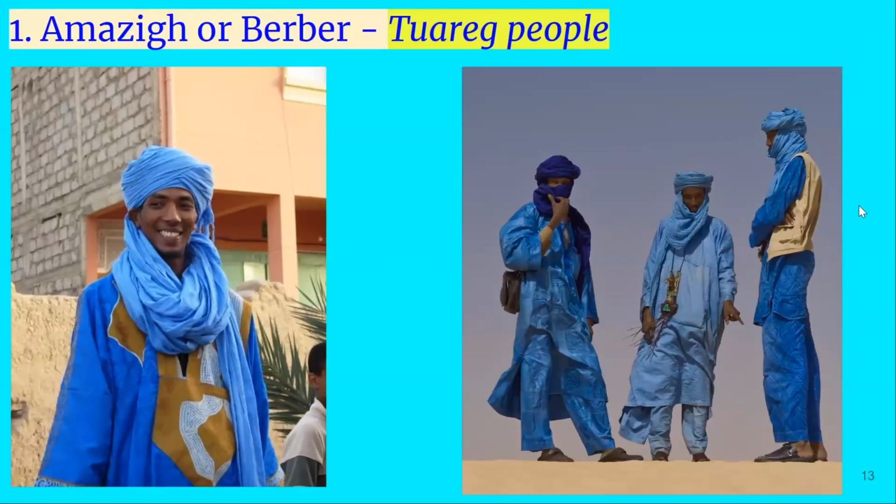The Tuareg people are also under the Amazigh or Berber group. The Tuareg are a large group of ethnic people found in the Sahara or the Sahel region, stretching from Libya, Algeria, Niger, Mali, and Burkina Faso. Traditionally, they were nomadic pastoralists. A small group of the Tuareg can also be found in Nigeria. The Tuareg speak the Tamashek language.